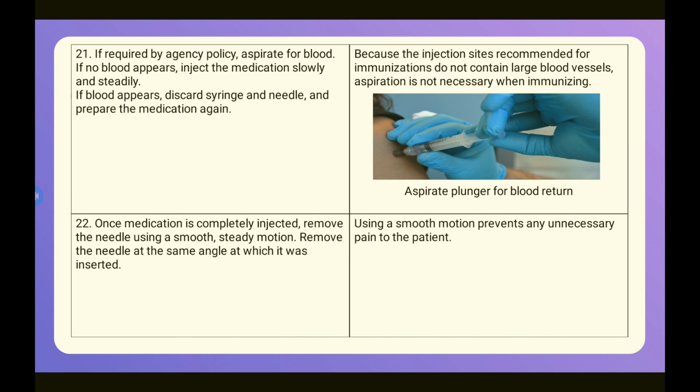Number 21. If required by agency policy, aspirate for blood. If no blood appears, inject the medication slowly and steadily. If blood appears, discard the syringe and the needle and prepare the medication again in a new syringe. Because the injection sites recommended for immunization don't contain large blood vessels, aspiration is not necessary when giving immunizations. As you see in the image, aspiration of the plunger for blood return check.